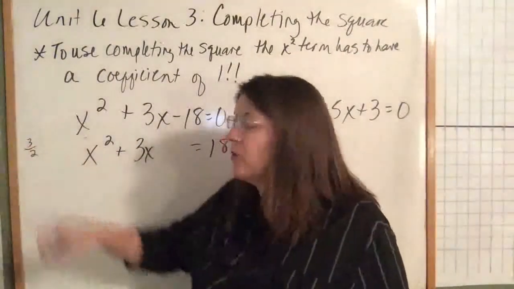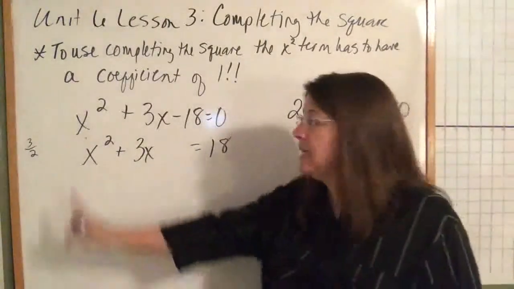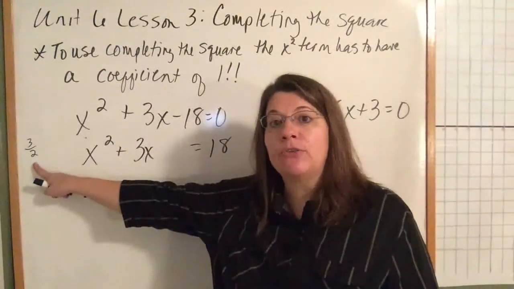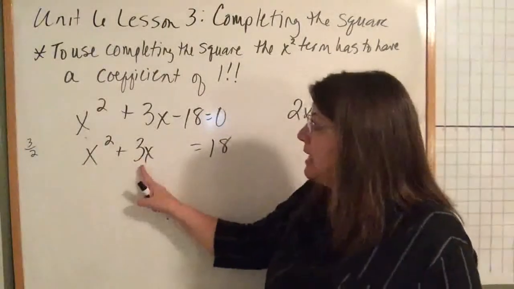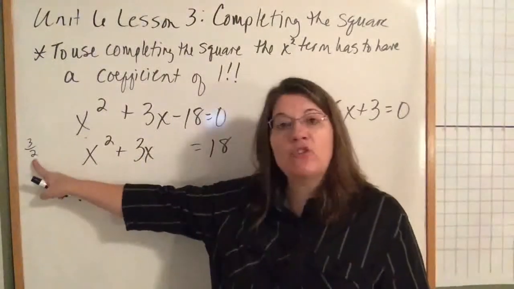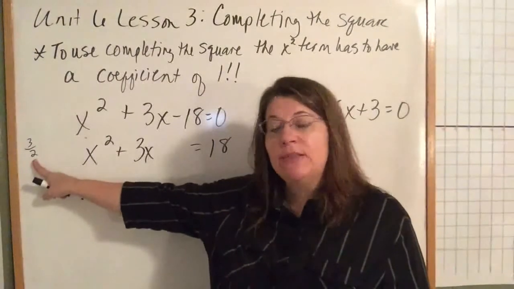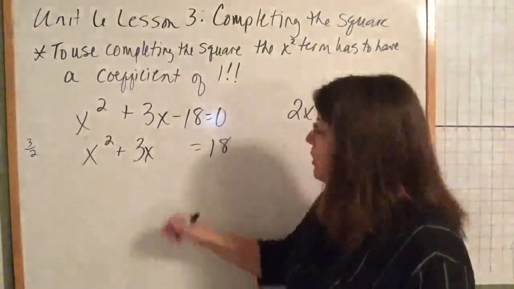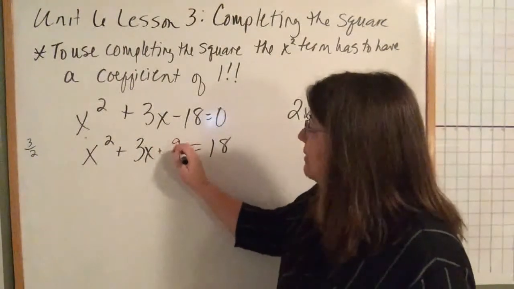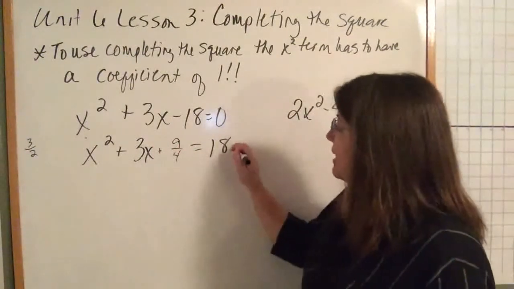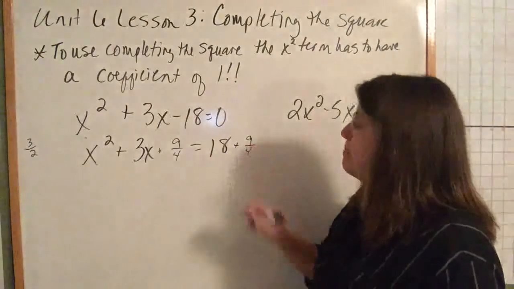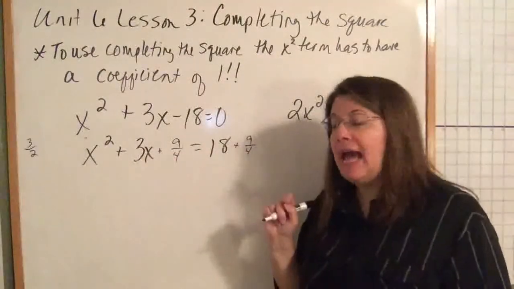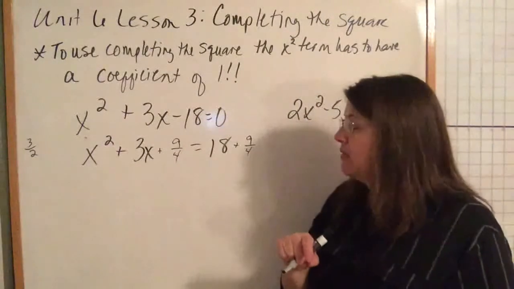I'm going to put that number over here just so I can remember it so that when I factor, I know what number to put in my factors. So half of 3 is 3 halves. If I square 3 halves, that's 3 halves times 3 halves, which is 9/4. So I'm going to add 9/4 to both sides. Make sure you add that to both sides. If you don't, you're going to have a problem. You're not going to get your answers correct.